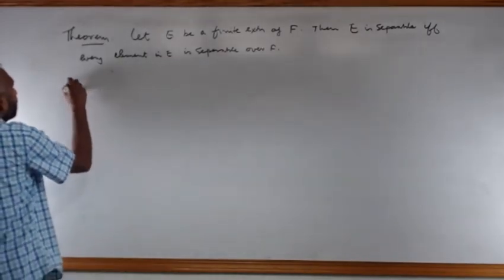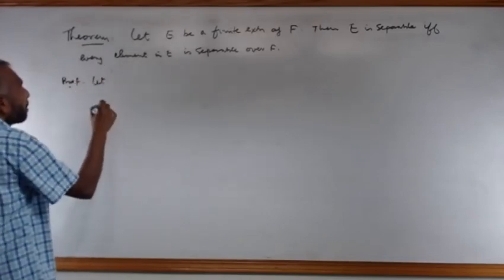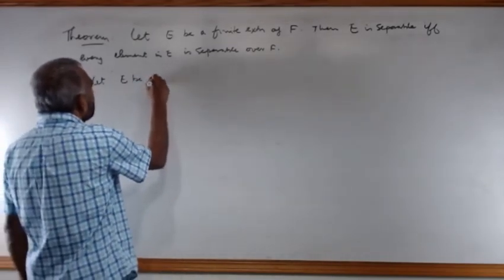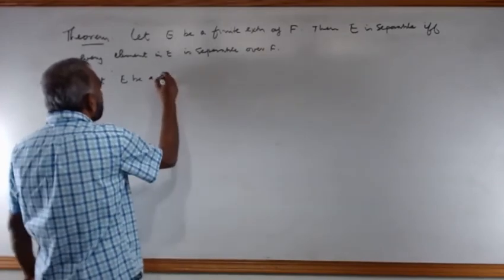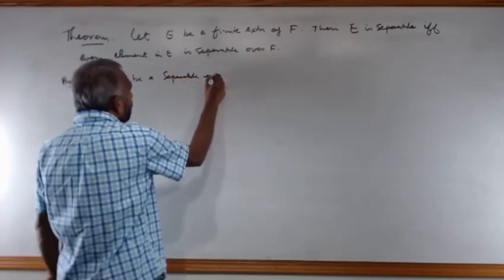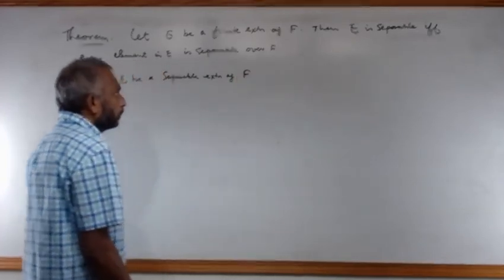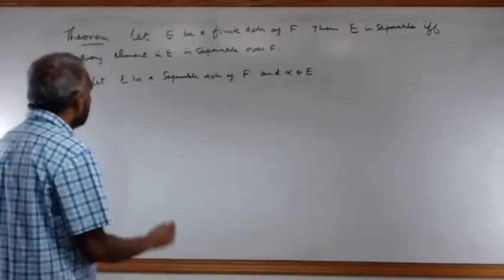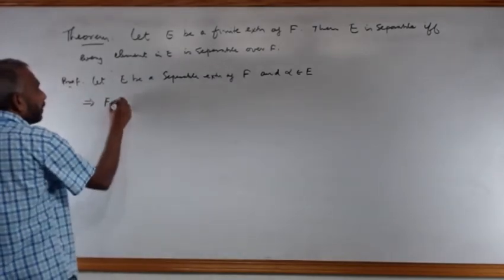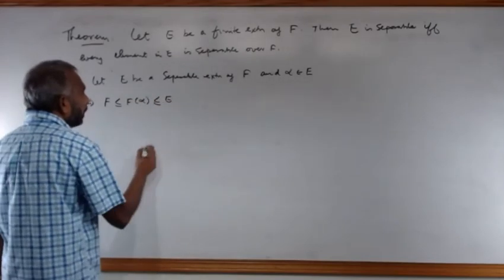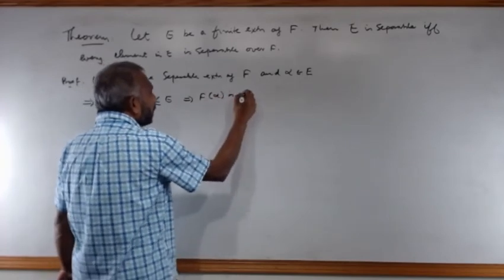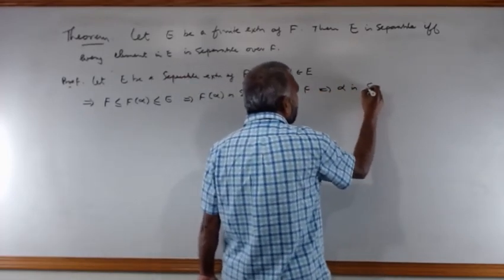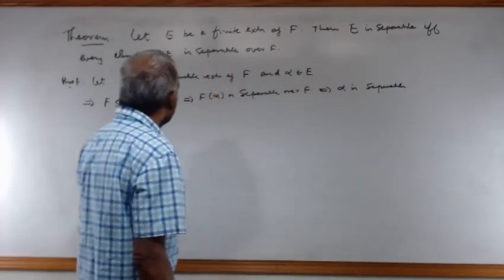So let us assume that E is a separable extension of F, and alpha belongs to E. This implies F is a subfield of F(alpha), which is a subfield of E, and that implies F(alpha) is separable over F, and that implies alpha is separable. That is simple.